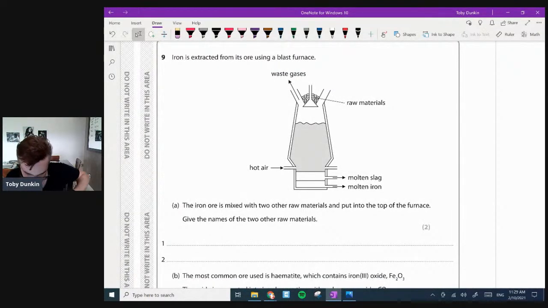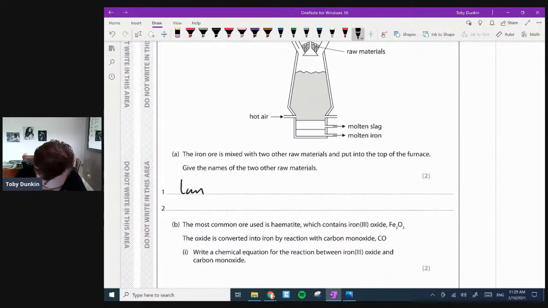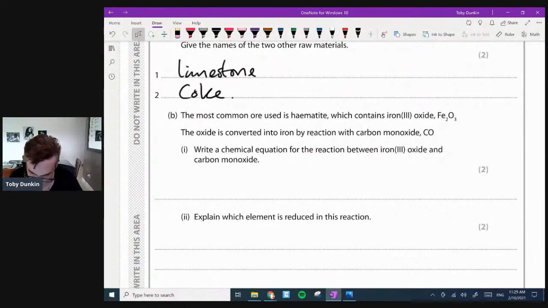The iron ore is mixed with 2 other raw materials and put into the top of the furnace. Give the name of the 2 other raw materials. So they put iron ore. The other one is limestone and coke, which is a purified form of coal, by the way. The most common use of hematite, which is iron 3 oxide, is converted into carbon monoxide.